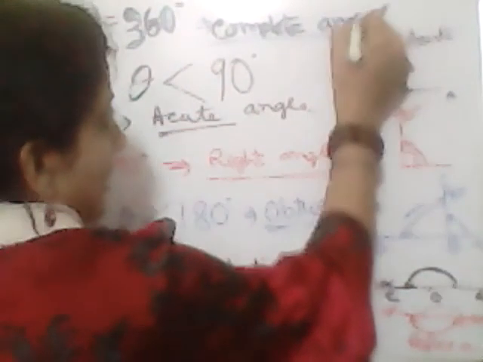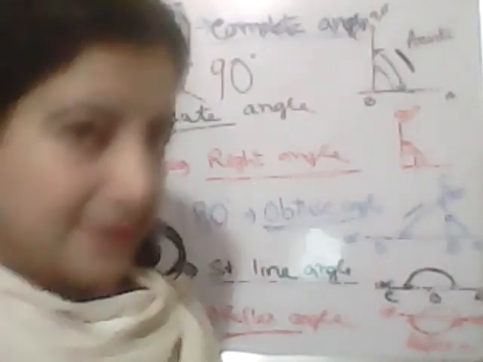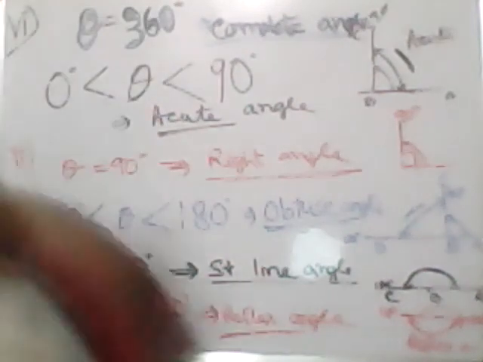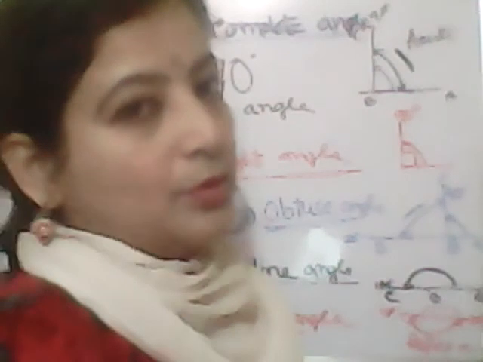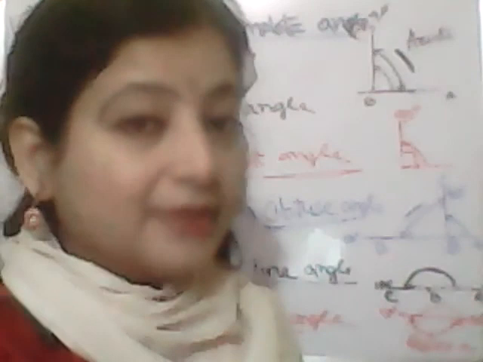So these are the classifications of angles according to the measurement of the angles, and in angle part 2 we will talk about the angles according to the positional fact.